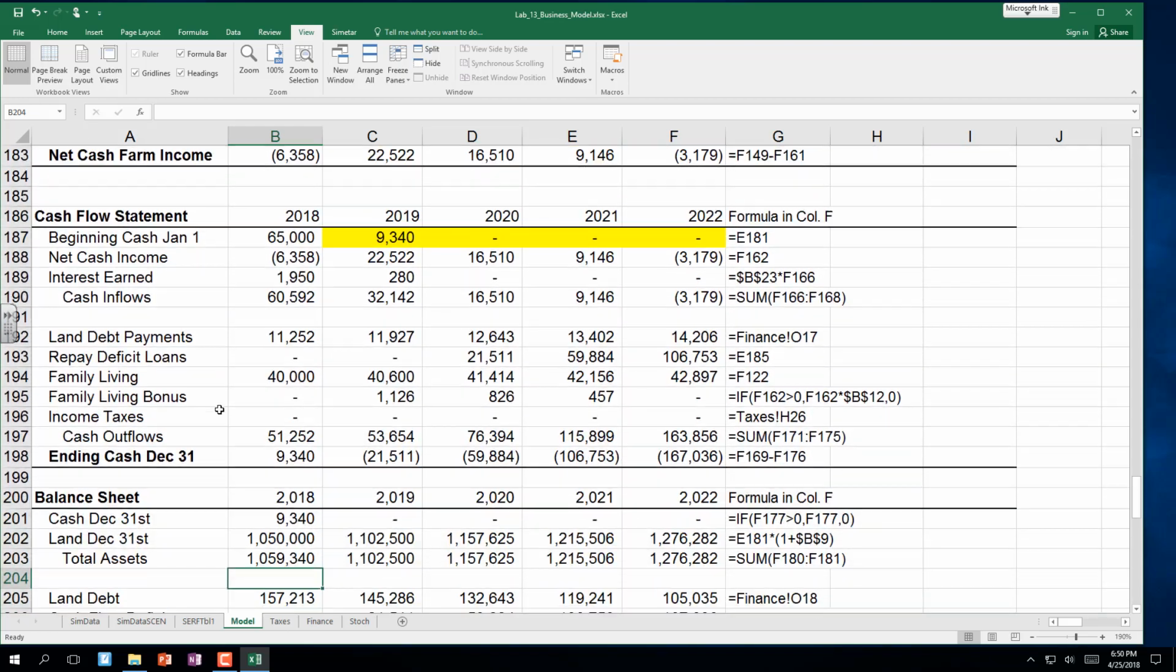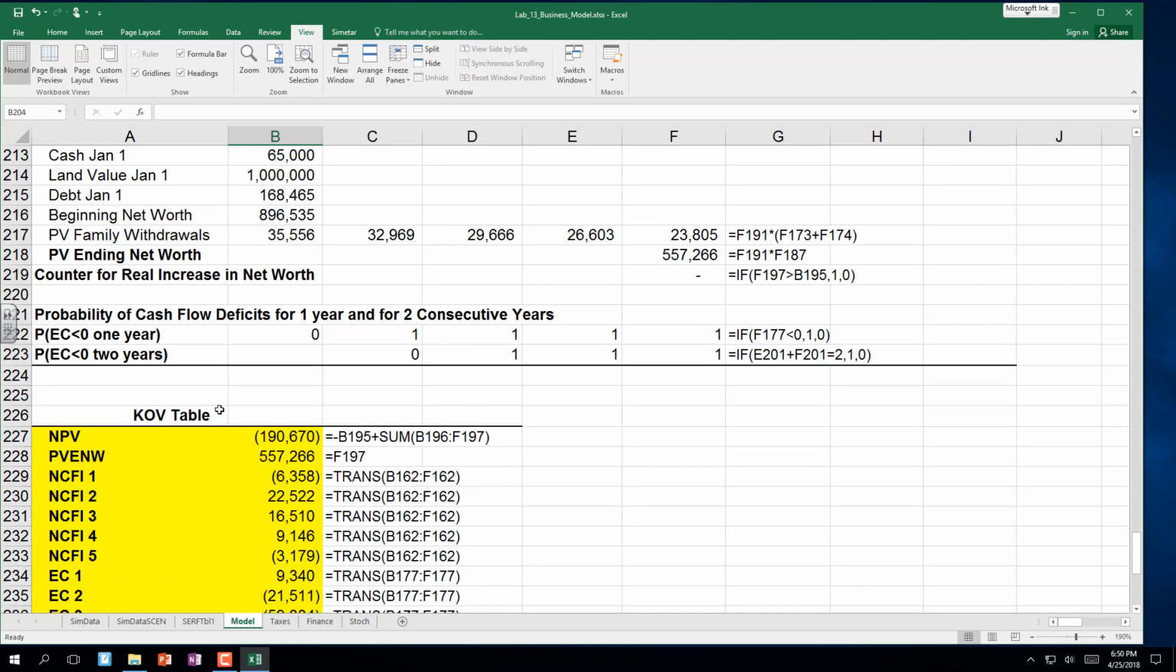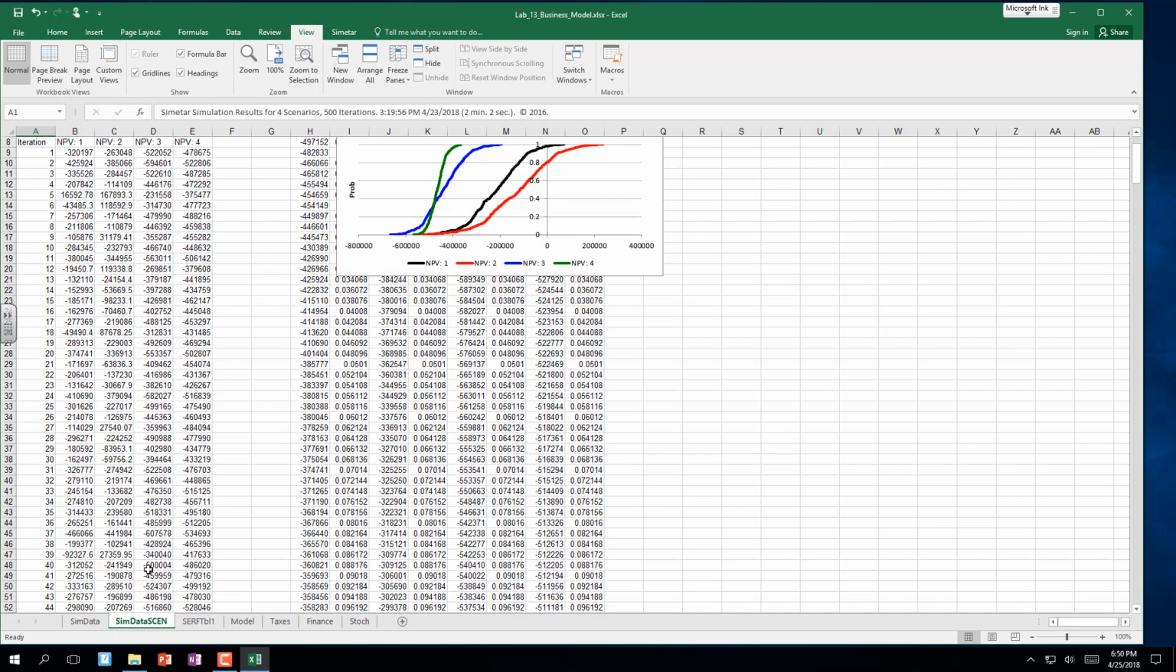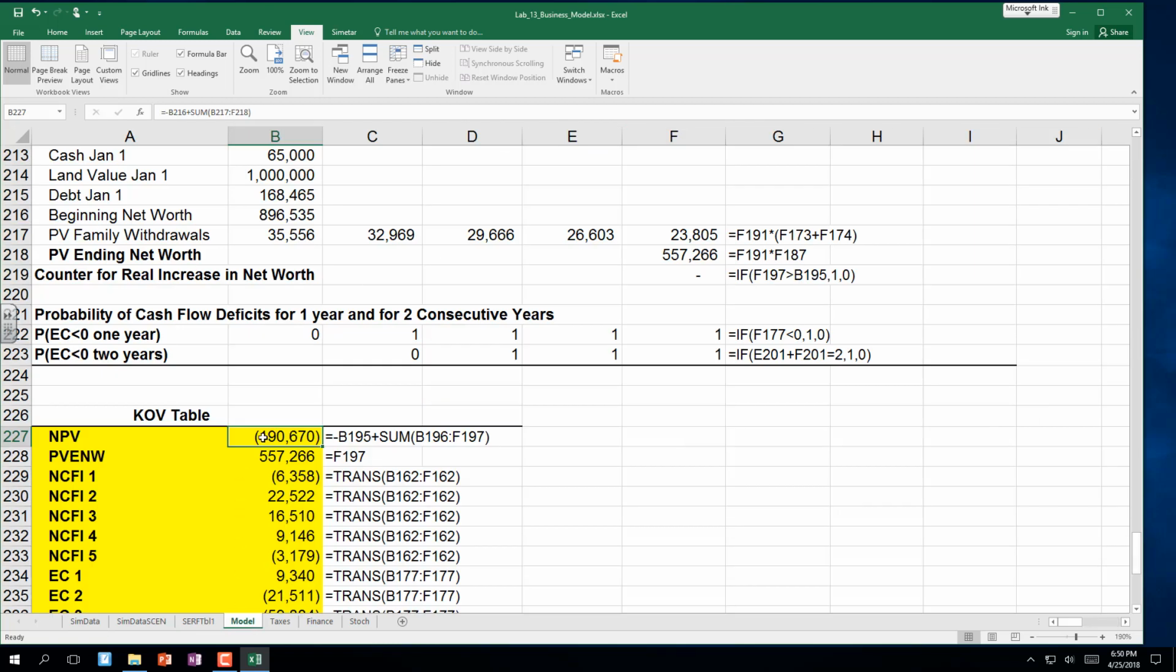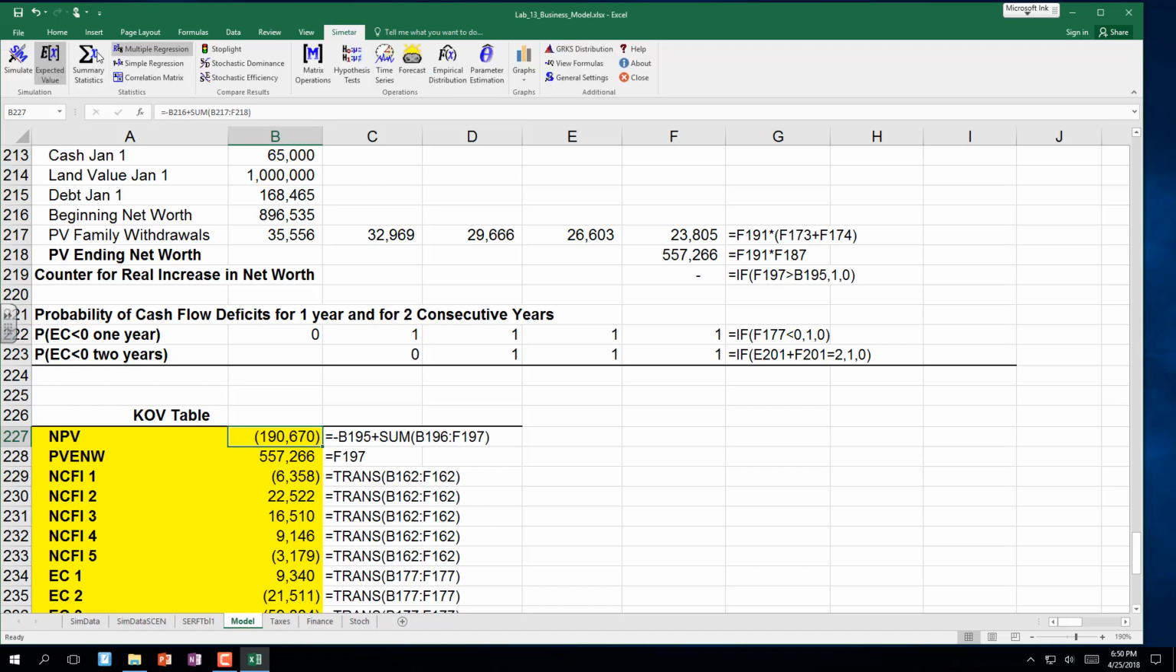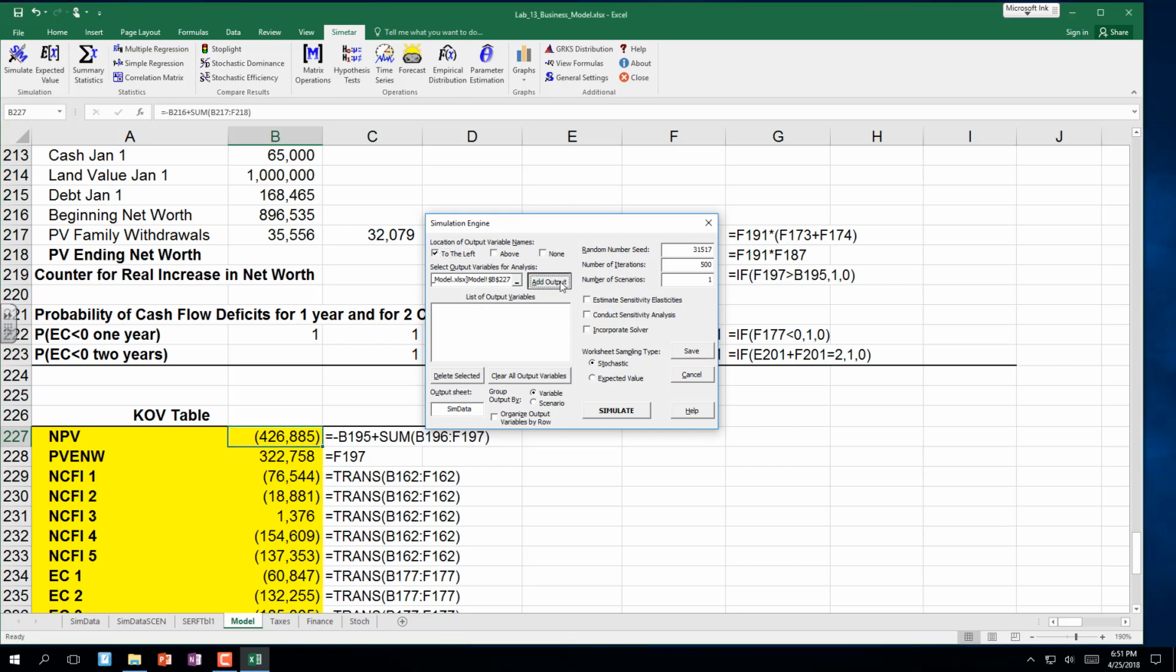Now, I'm going to simulate this. I think we're set for 4 scenarios. Yeah, we're set for 4 scenarios. Okay. We'll save, and then we go net present value. Click on just net present value. I'm going to simulate 4 scenarios. Left, add 4 scenarios. I'm going to send it to sim data sim scenarios.